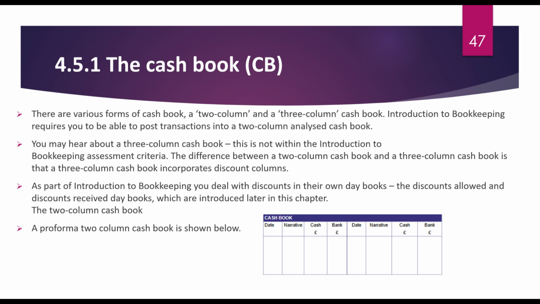The difference between a 2-column cash book and a 3-column cash book is that a 3-column cash book incorporates discount columns. As part of Introduction to Bookkeeping, you deal with discounts in their own day books, the discounts allowed and discounts received day books, which are introduced later in this chapter. The 2-column cash book. A pro forma 2-column cash book is shown below.